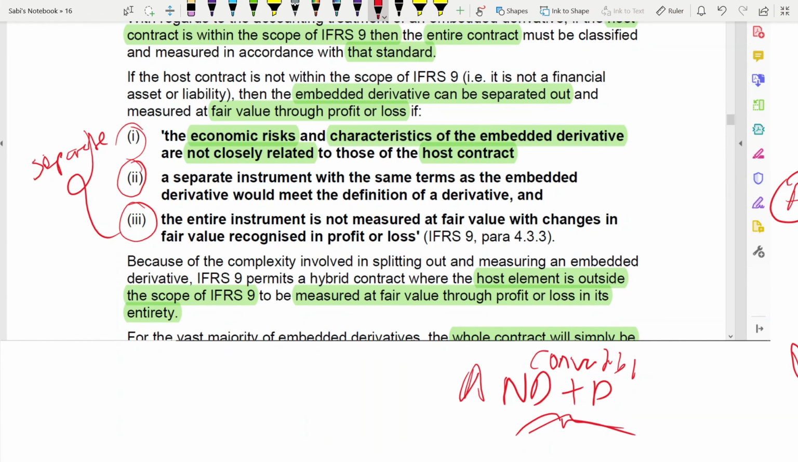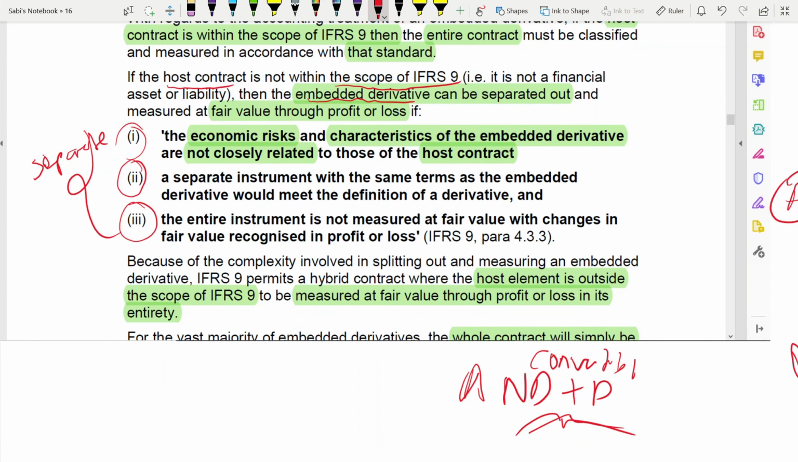Now I would not say non-derivative, I would say the host contract which is not within the scope of IFRS 9, you have to separate out from the derivative. Definitely there's a derivative in that, that's why it is known as an embedded derivative. So these are the three conditions. If they are there, you have to separate out. Imagine if it was the opposite. Reverse the conditions, and you don't have to separate out.